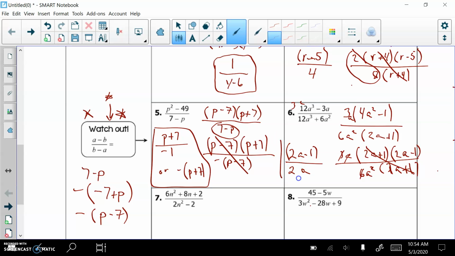Another point to make, you can't cancel the 2a minus 1 with the 2a. This is a binomial. This is a monomial. You can't cancel monomials and binomials. They have to be the same. They have to match. So please avoid the temptation to cancel those 2a's. That is your final answer, 2a minus 1 over 2a.